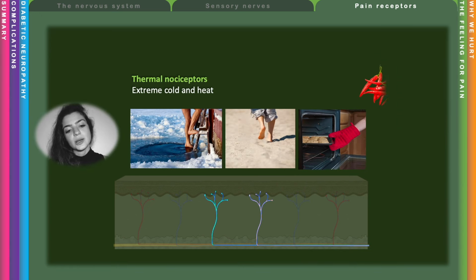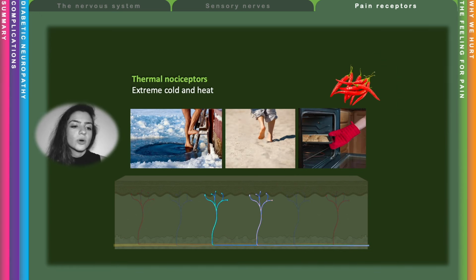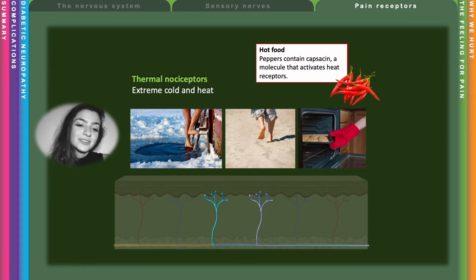We have thermal nociceptors which will feel extreme cold and heat. I put peppers here because peppers contain a molecule that activates heat receptors, and that's why they taste hot. The temperature is just ambient temperature, but you will bite into it and you will feel warm because of that.